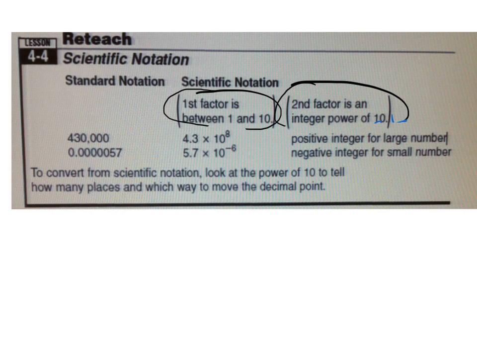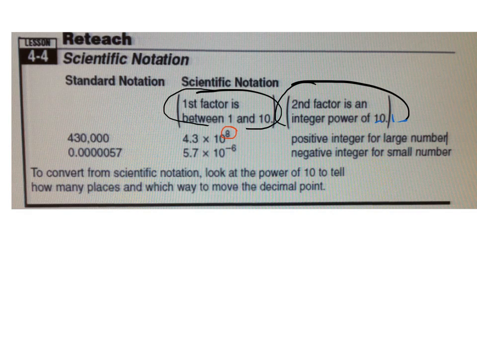Let's think about how to go from scientific notation to standard notation. How do we think about that? So if I have 4.3 times 10 to the 8th in scientific notation, and I need to rewrite it into standard notation, well, we're going to start at our decimal point. Scientific notation is all about the decimal point. We're going to start at the decimal point, and the exponent will tell us how many spaces to move the decimal point and in what direction.